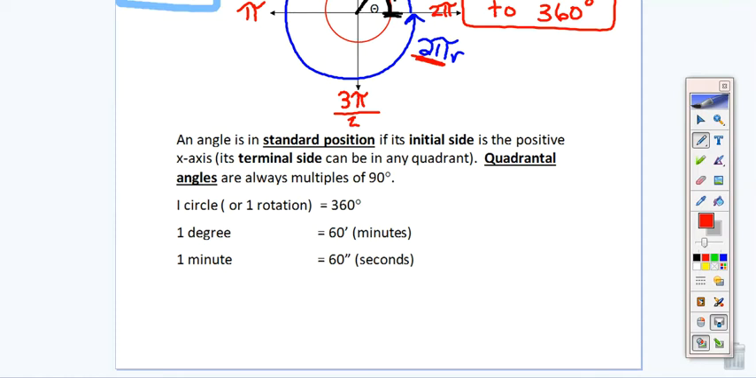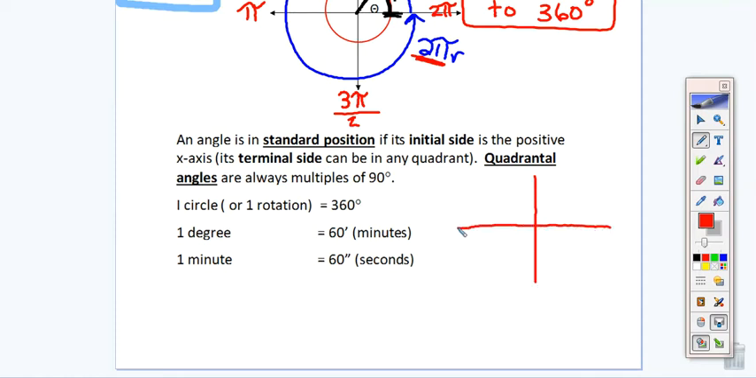90 degrees. So a quadrantal angle would be 90 degrees. What's the next? 180 would be a quadrantal angle. 270, finally back to 360, okay? I want to make a little drawing over here real quickly. Just a little sketch of an XY axis for me, please.